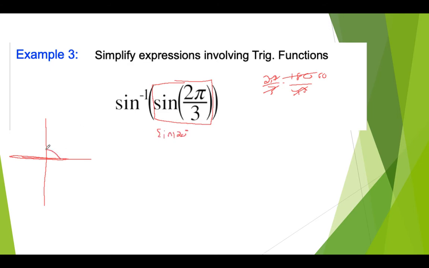So I'm going to draw my 120 degrees. And now we use our reference angle to solve. So this would be a 60-degree angle, which would make this square root of 3, this -1, and this 2. So sine of 120 degrees is square root of 3 over 2. So I'm going to plug in, instead of this, square root of 3 over 2.